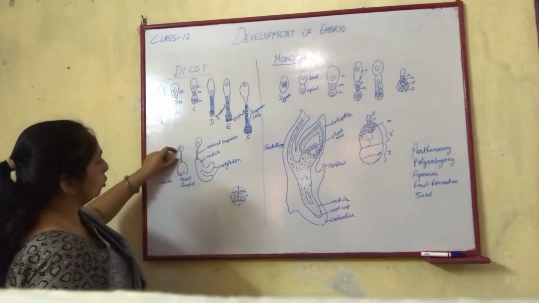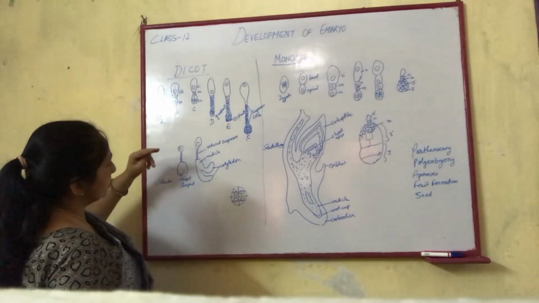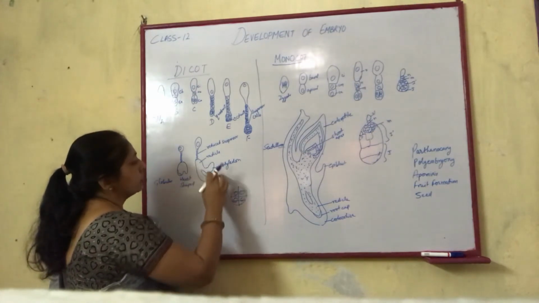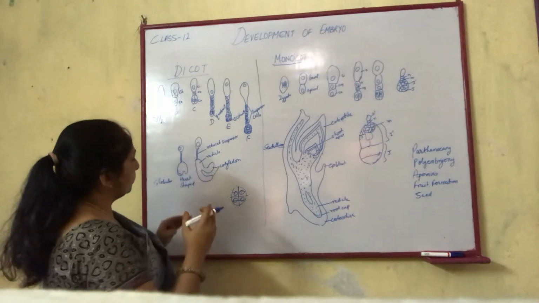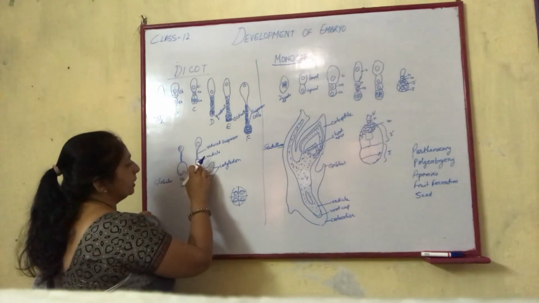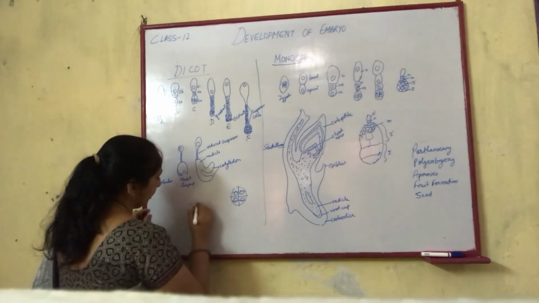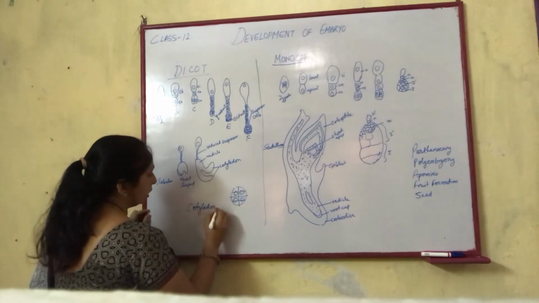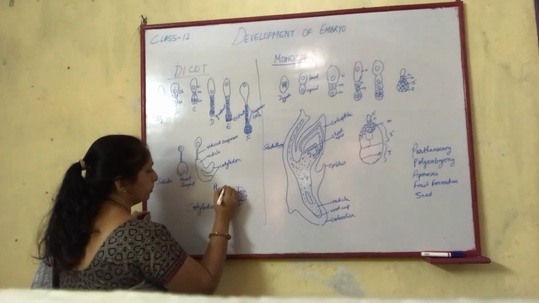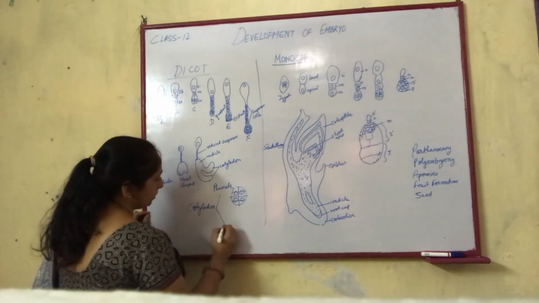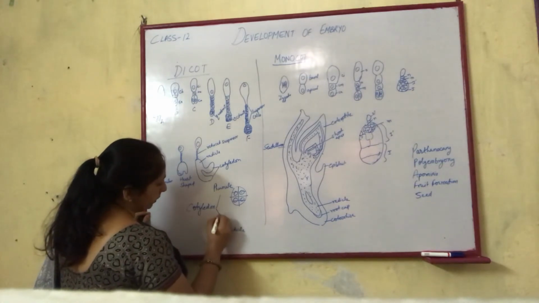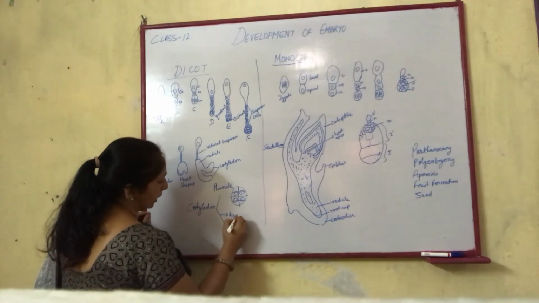So there is no role of the suspensor afterwards. Then this type of structure is formed. These two are the cotyledons, looking like two arms. This is the radicle. The portion above the cotyledon forms the plumule. The portion below the cotyledon forms the radicle. And just between them, the lower portion is the hypocotyl.